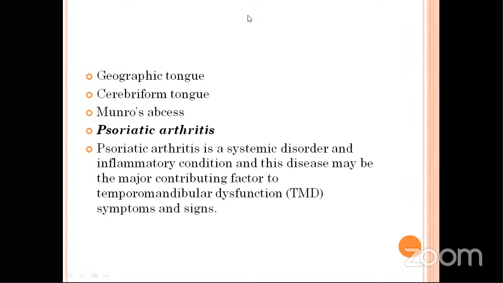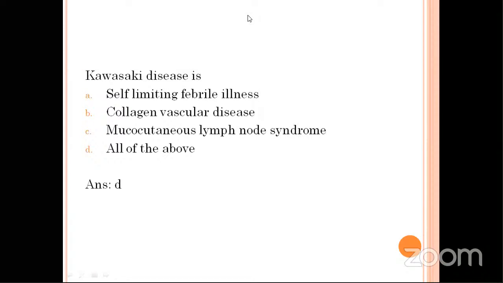And one more feature of psoriasis is the presence of geographic tongue or cribriform tongue, and there will be psoriatic arthritis which affects the TMJ. So if they ask a question about a skin disease which affects the TMJ, and there is an option like psoriasis, that is the correct one. Kawasaki disease is a self-limiting disease which commonly affects children. It's a collagen vascular disease.